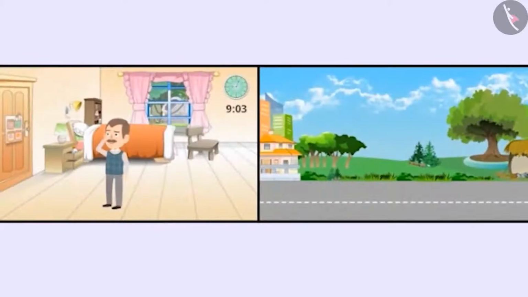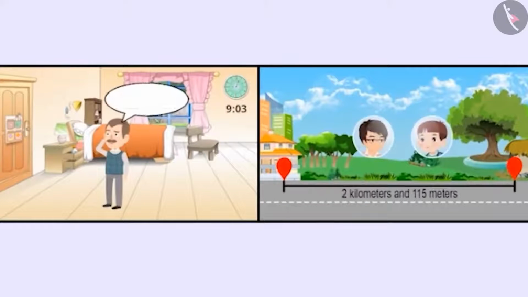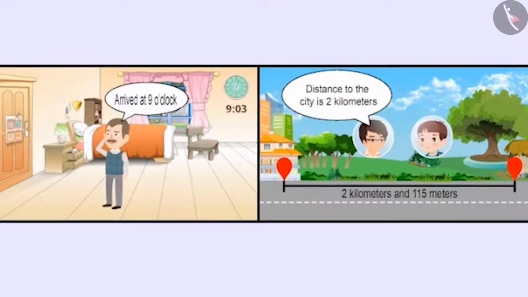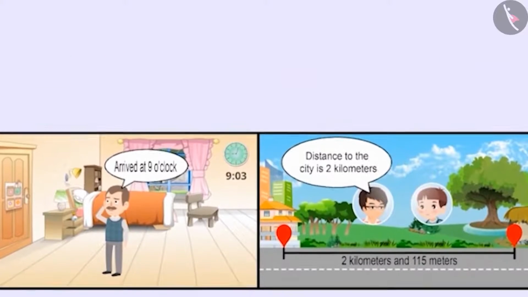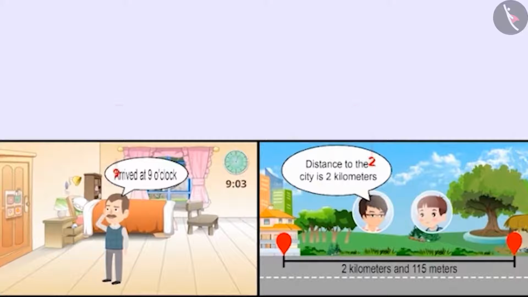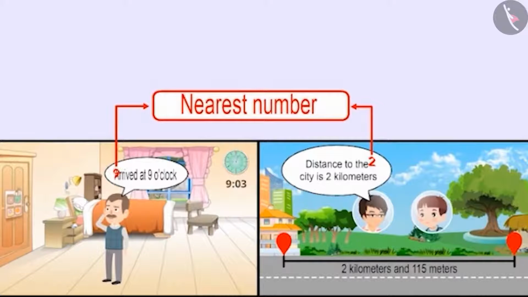Similarly, in our daily life, we use round off figures instead of the actual numbers. For example, even though you arrive home at 3 minutes past 9, you will mention it as 9. In case you have to tell somebody that the distance between a city and a village is 2 kilometers and 115 meters, you will mention it as 2 kilometers. The way of expressing a number to its nearest number is called approximation.